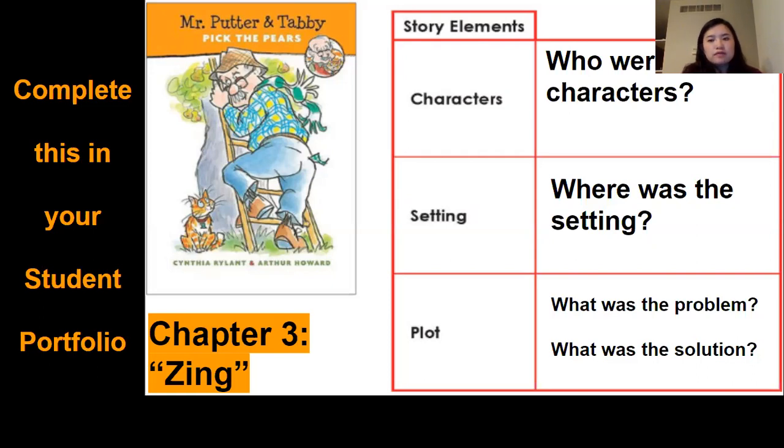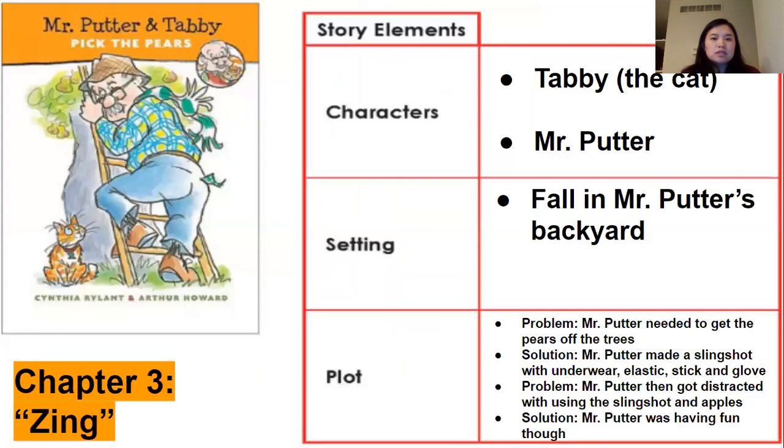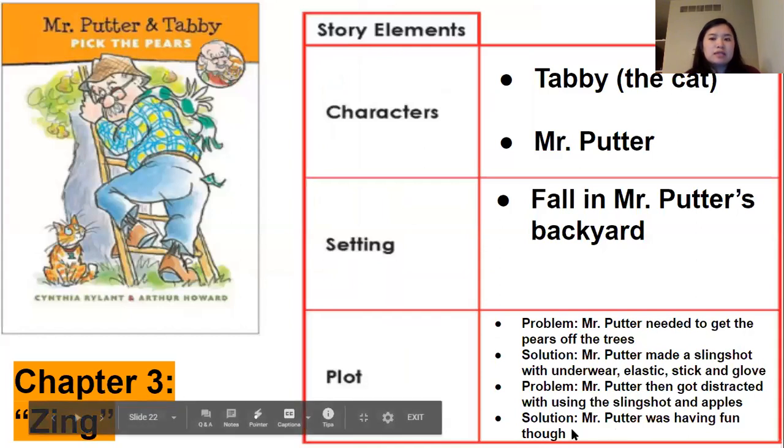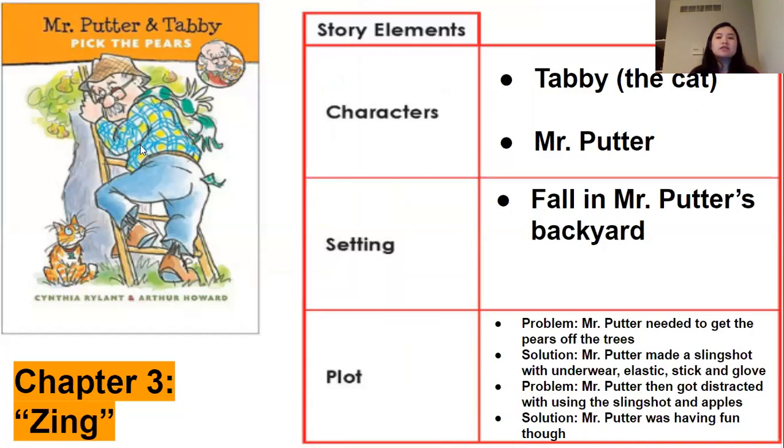All right, let's go over this now. So we have it where this is what happened. Mr. Putter and Tabby pick the pears. Our story elements are the characters, Tabby the cat and Mr. Putter. The setting is still fall in Mr. Putter's backyard, in reference to what was stated from chapter 1.